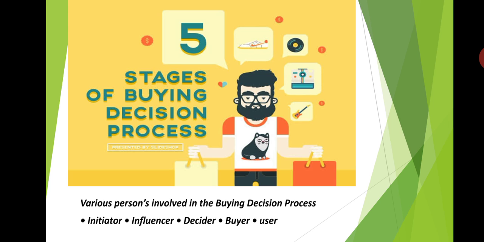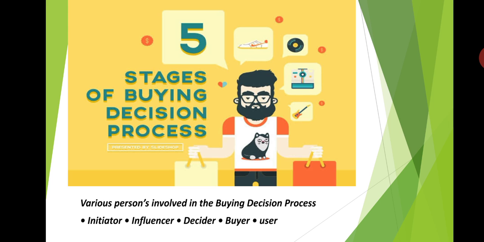The buying decision process may involve one or more persons, right? So who are the various persons? First one, initiator. The initiator is a person who initiates or thinks of the idea of buying a particular product. And influencer. An influencer is a person who influences the buying decision of the buyer. If he influences the buyer to buy the product, then he is called an influencer.